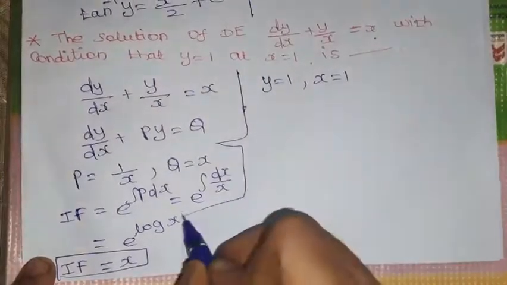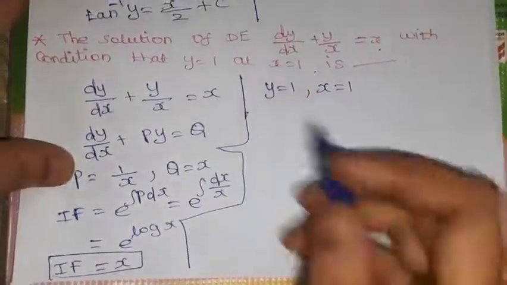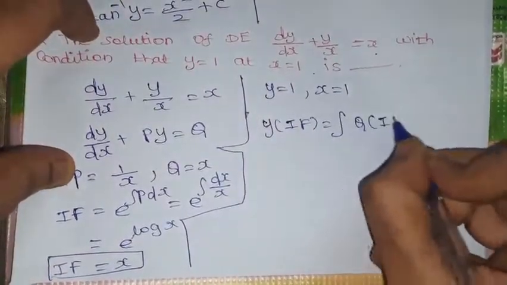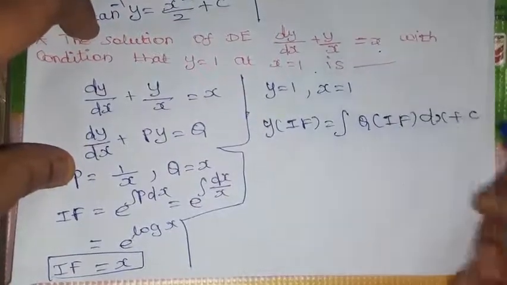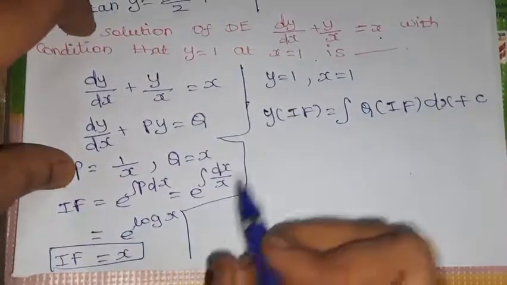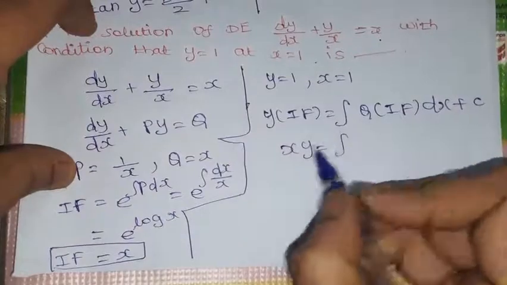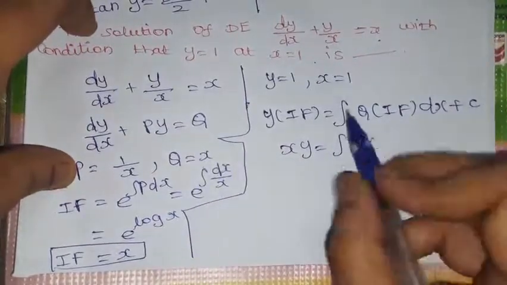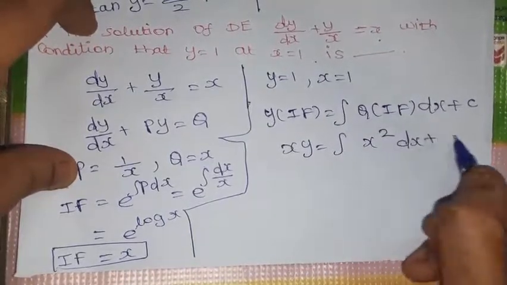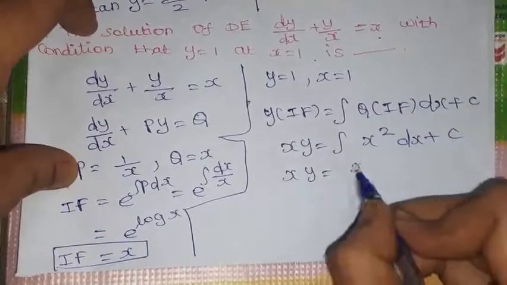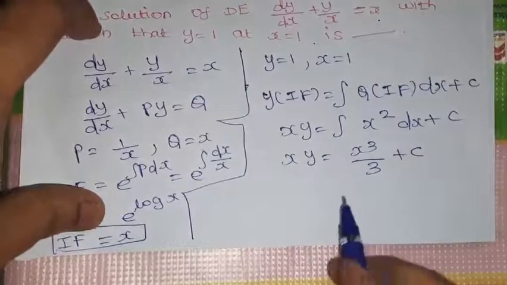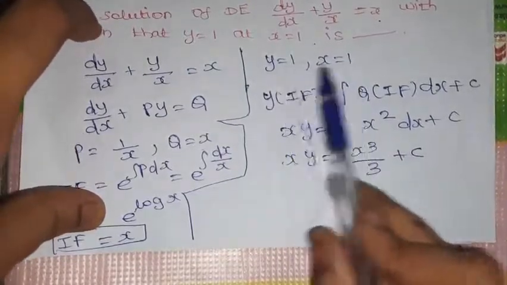Okay. Then what is the solution for this type? General solution is y into integrating factor equal to integral q into integrating factor into dx plus c. Right? Some constant. What is the integrating factor here? x. So xy equal to integration of q. q is nothing but x into integrating factor, which is nothing but x. So x into x, x squared dx plus c. So xy equal to x cube by 3 plus c. Right? Then we need to substitute x and y values. Both x and y are 1 only.